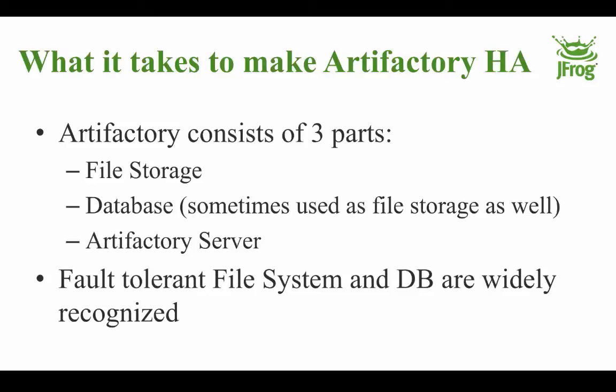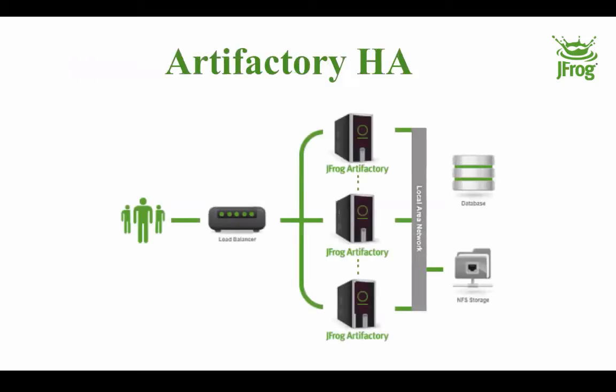Let me get to a diagram and show you how Artifactory does the highly available configuration. Any communication coming to the Artifactory HA cluster goes through a load balancer. So your load balancer sits in the front, and then behind the load balancer you have your multiple Artifactory instances that are inside that HA cluster. Those Artifactory instances will have a common database. They all share one database, and they all share one file store.